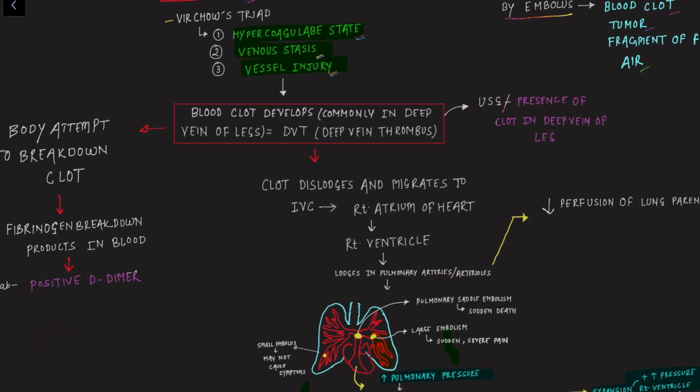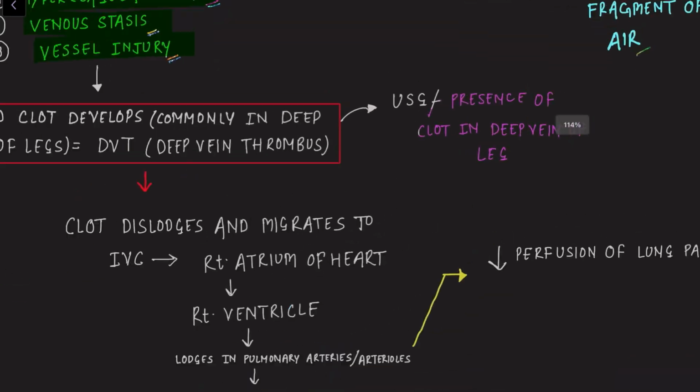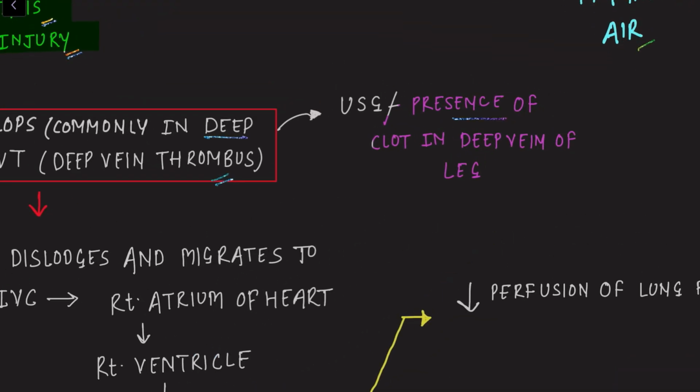Blood clots develop most commonly in the deep veins of the legs, known as deep vein thrombosis. Physiologically, the body attempts to break down the clots. Fibrinogen breaks down into its products in the blood, so the lab finding is a positive D-dimer. Also, ultrasound shows presence of clot in the deep veins of the legs.